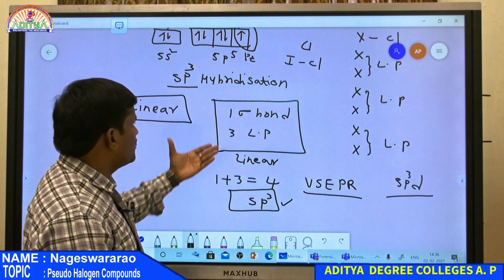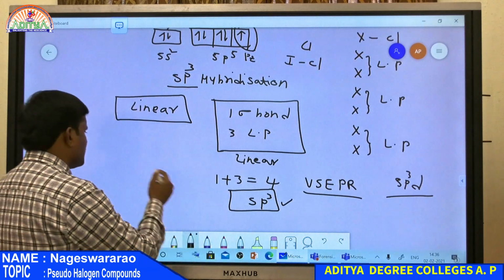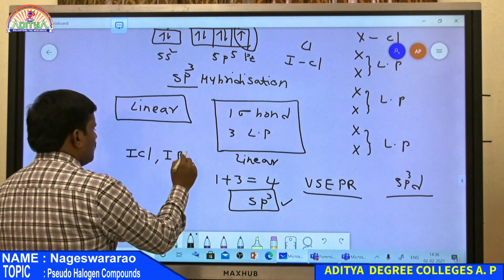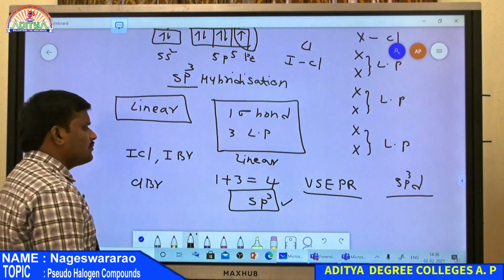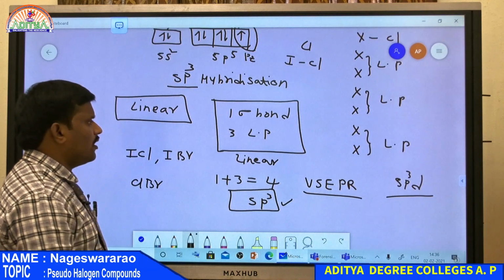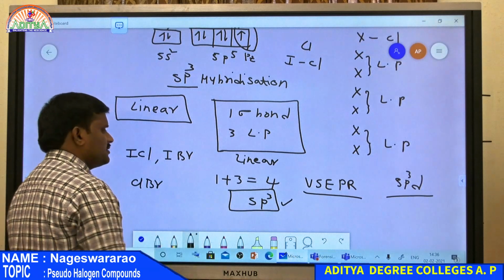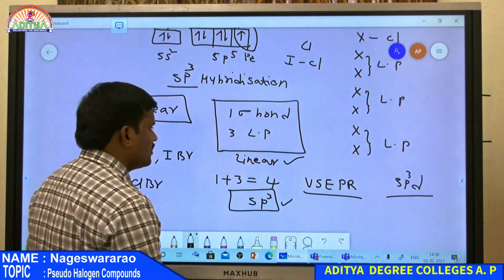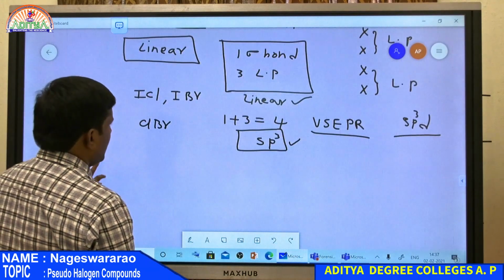So this is all about the structure of AX type interhalogens. Any interhalogens like ICl, IBr, ClF or ClBr are all linear molecules, because only one bond takes place between the halogens. So the hybridization is sp3 and the geometry is linear. And now the second type, that is AX3.